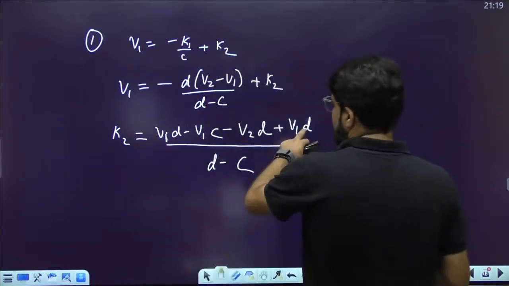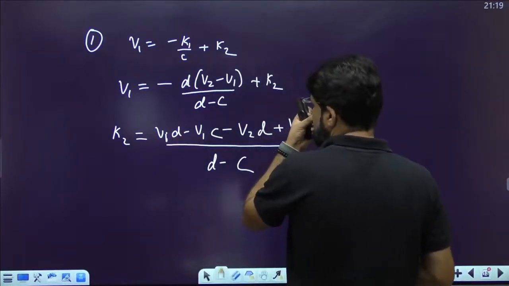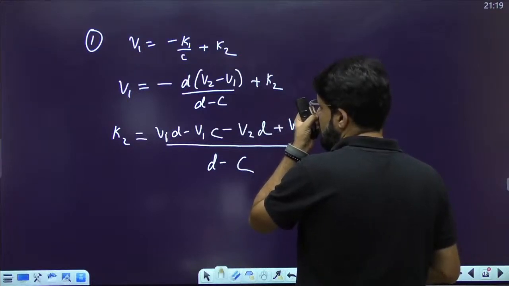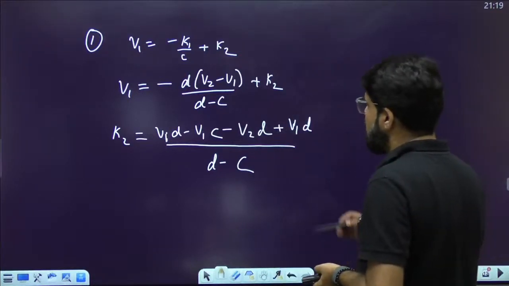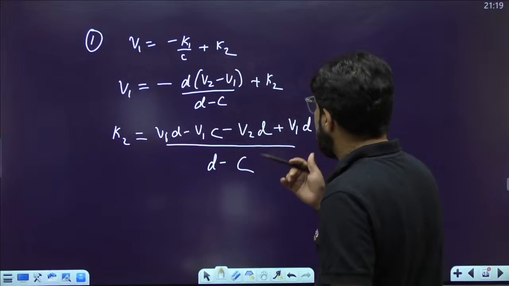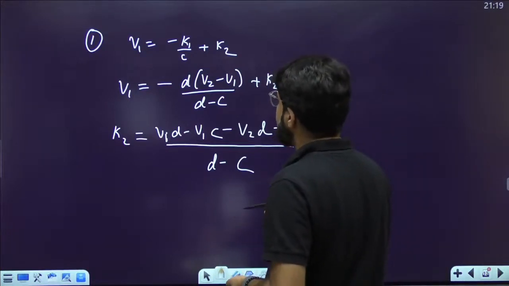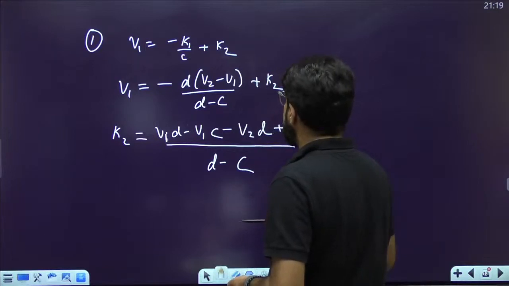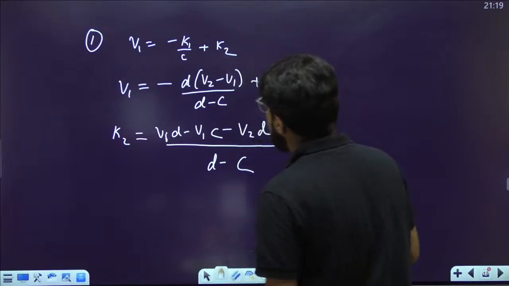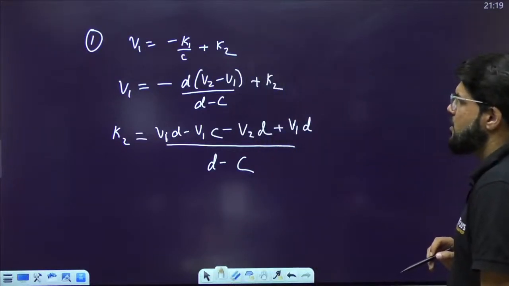So how much will this be? V1D is going to be cancelled, but here it has not happened, one of the terms has to be cancelled. Or just sorry, V1D minus V1C plus minus dV2 plus V1D. What is the error that is happening here?